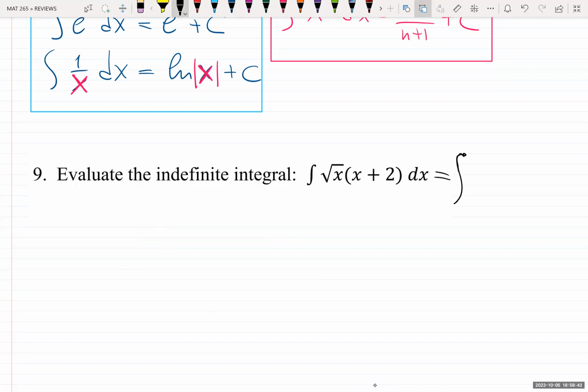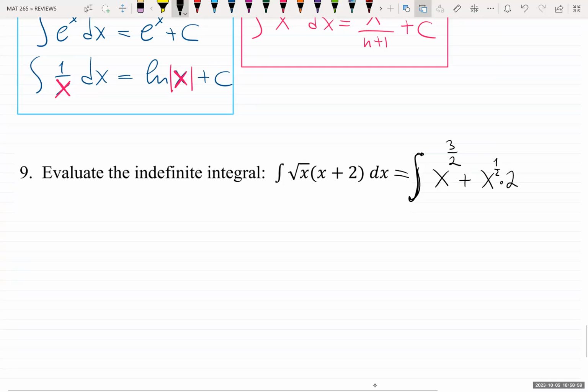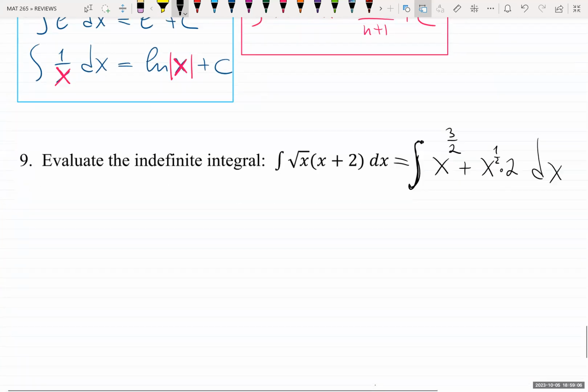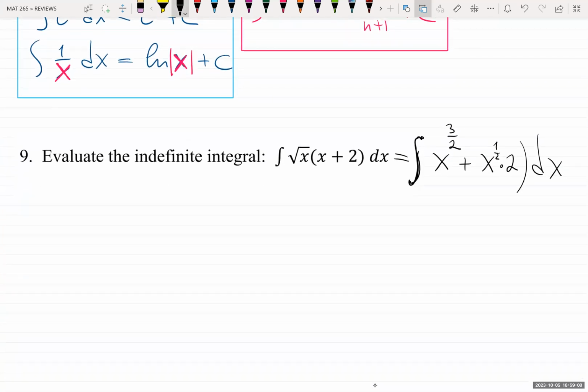So you see, I'm not integrating yet. I'm still keeping the integral sign. That means I just want to simplify something. x to the 1/2 times x to the 1 is x to the 3/2, because 1/2 plus 1, plus x to the 1/2 times 2. And you see, you have to put the dx, or else it doesn't make sense where the end of the integral is. Here it is. And because of the dx, I don't need to put parentheses, because the dx tells me where the end is.